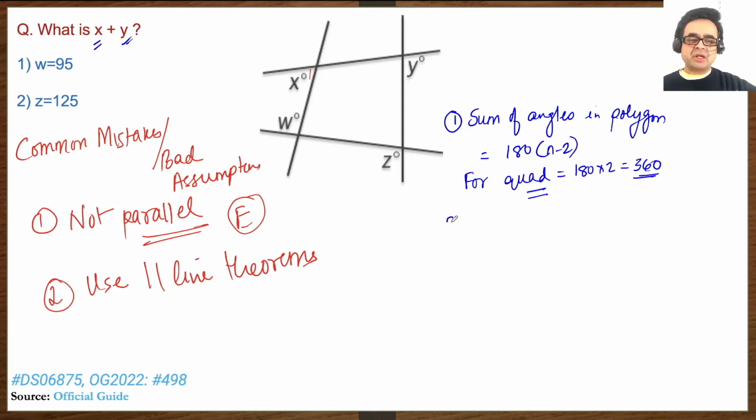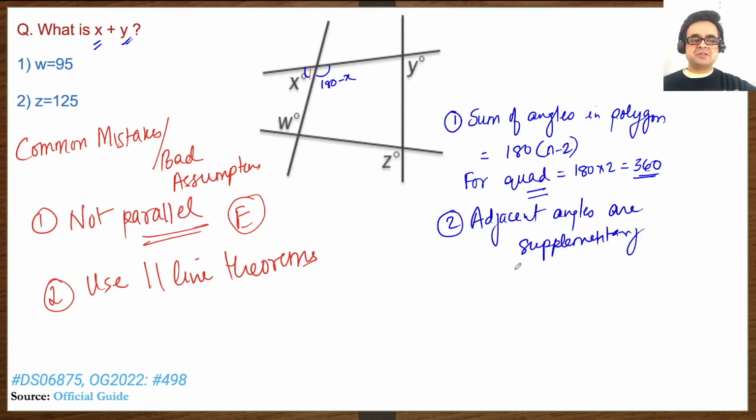And the second theorem that you can apply is, as you can see, this angle and this angle are adjacent angles on the same line, which means this angle would be just 180 minus x. That comes from the theorem that adjacent angles are supplementary, which means their sum equals 180 degrees. So if that is the case, then we also know that this angle would be 180 minus y, this angle would be 180 minus w, and this angle would be 180 minus z. It doesn't matter which side they are on, because they are either angles on this line or angles on this line. They are still adjacent angles on a straight line.